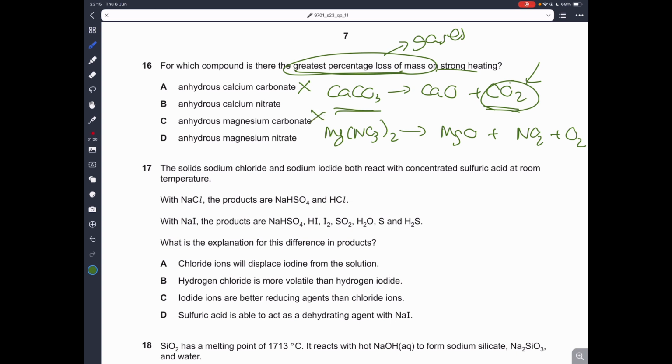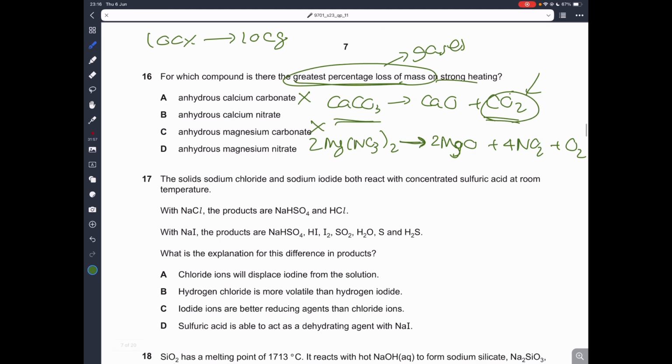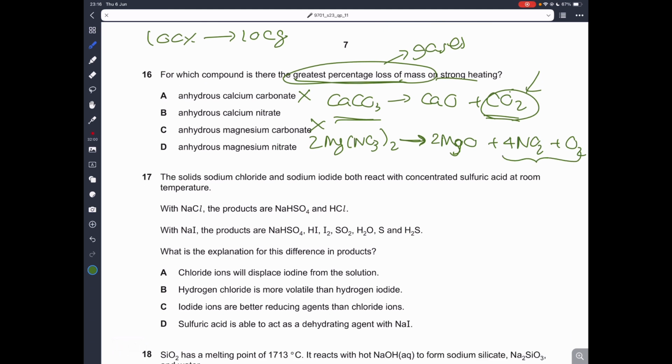Okay, and then we can balance this equation. The mark scheme says it's D. So we can go directly to D, and actually balance this out first. Always remember to balance it out first, okay? And then we will have to find the greatest percentage loss of mass. So we can assume that 100% is basically 100 grams. We don't know how much NO2 plus O2 there is.